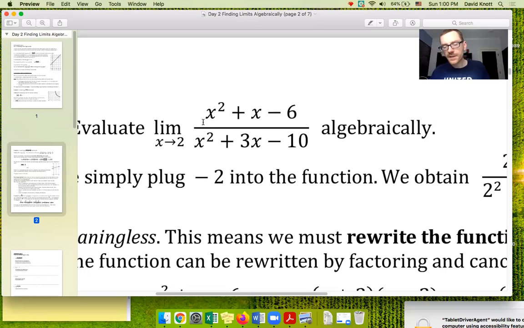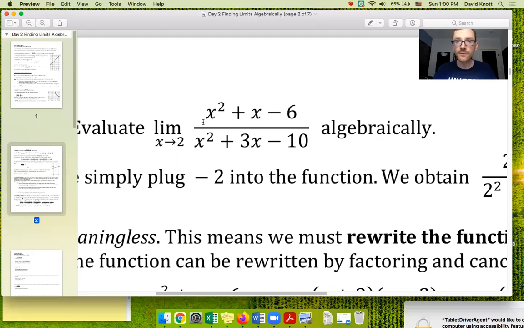There's a few different things that can happen, and I'm going to give you a list of the different things that can happen. But one of the most common ways that you need to simplify, and that's what's going on here, is that you need to factor the numerator and denominator and then cancel common factors.